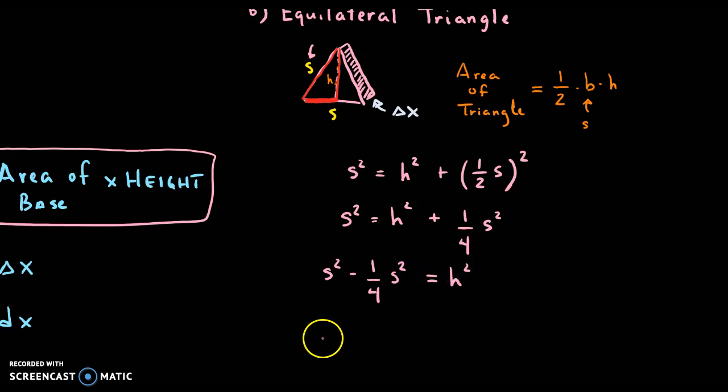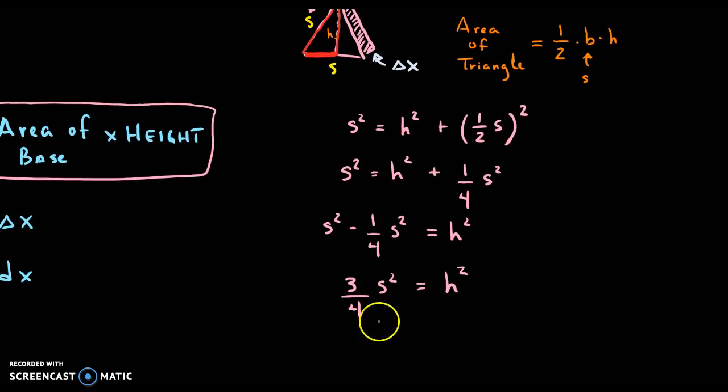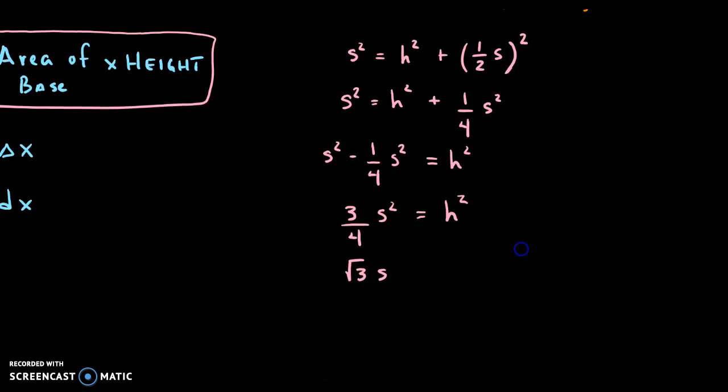If I take the square root of both sides, actually, before I take the square root, can I combine like terms? We have s squared minus 1/4 s squared, and that turns out to be 3 over 4 s squared equals h squared. Now I can take the square root of both sides. We're going to have the square root of 3 s over 2, because the square root of 4 is 2, and that's equal to h.